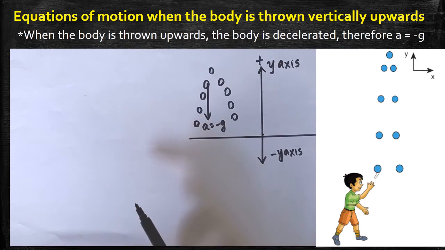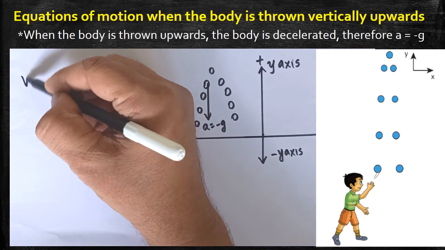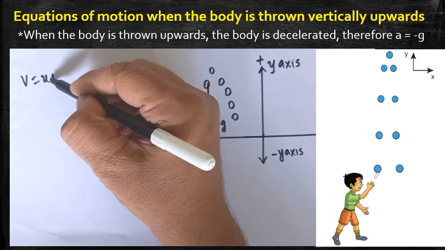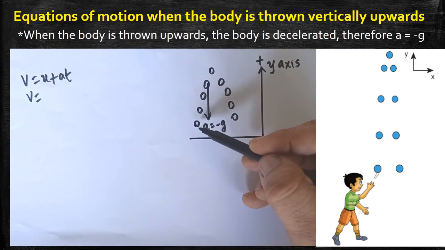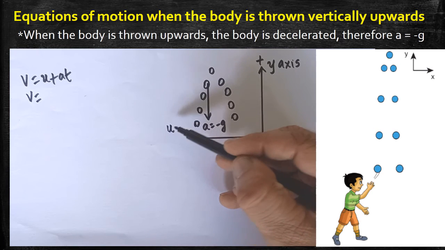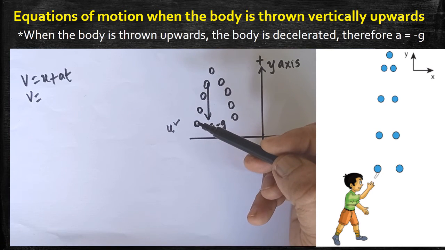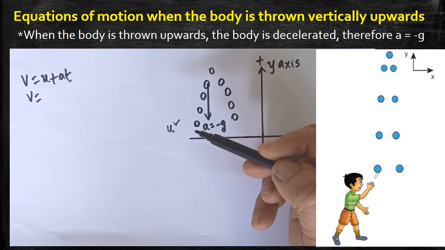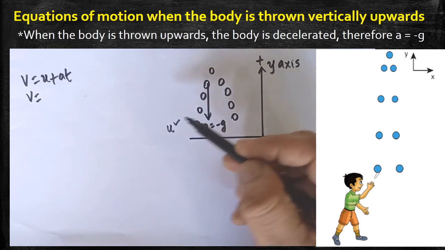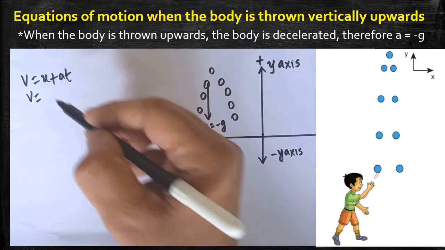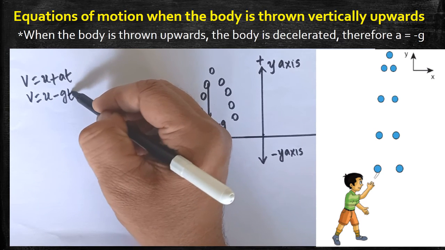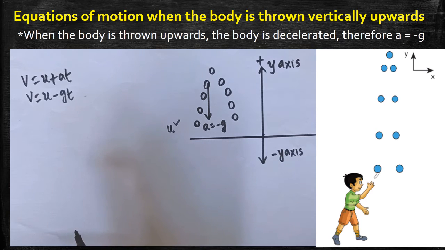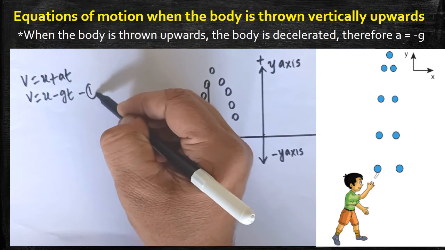Now we will write the equation of motion for the body when it is thrown in the vertically upward direction. Let's write the first equation. v is equal to u plus at is the first equation that could be modified. v is equal to, here the body is thrown in the upward direction, definitely some initial velocity will be there. Are you clear? Definitely some initial velocity will be there. That is very important. Understood? So v is equal to u, and then minus gt must be written. Instead of a, you have to write minus g. Can you understand the point? So here, this is the first equation of motion.